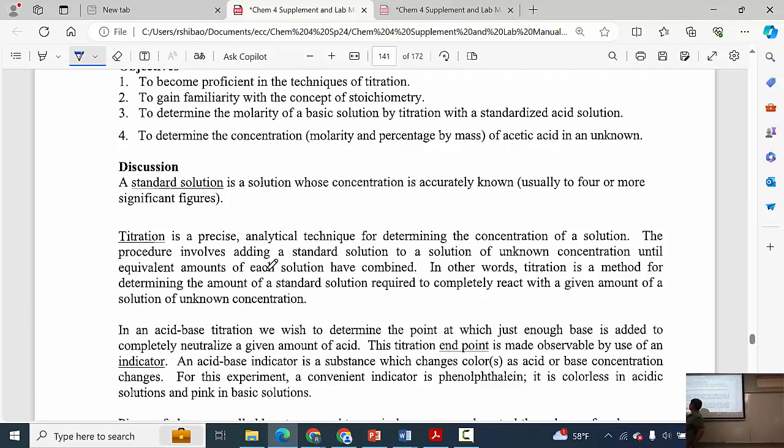What is equal? Stoichiometrically equivalent amounts of each solution have been combined. In other words, titration is a method for determining the amount of a standard solution required to completely react with a given amount of solution of an unknown concentration. So we want to add just the right amount. We don't want to go over. If we go over, then we screwed up the titration. Obviously, we don't want to go under either. We just want to hit the right amount. What's the right amount? Well, hopefully we'll have what's called an indicator to tell us what the right amount is.